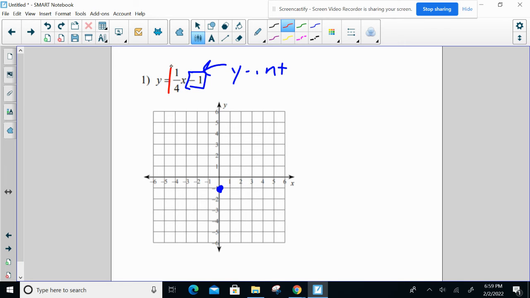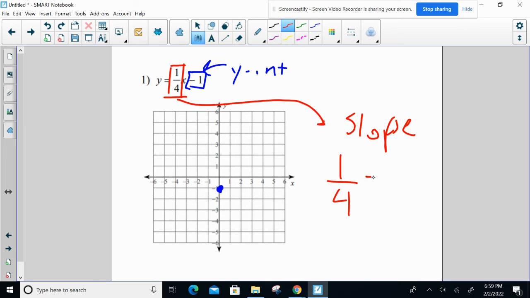And then we have the slope. Now, it may seem kind of odd, but it's always easier when the slope is a fraction, believe it or not. We usually don't like fractions, but for our slope, it's kind of nice when it is a fraction. And here's why. Remember, slope is change in y over change in x. So a fraction tells us how far up or down, depending on positive or negative. And we always go from left to right, so 4 to the right.